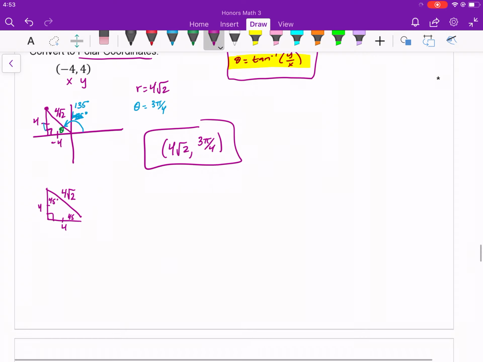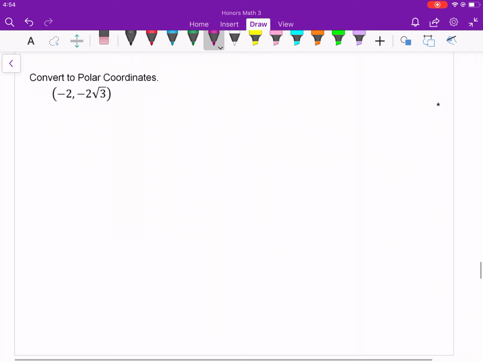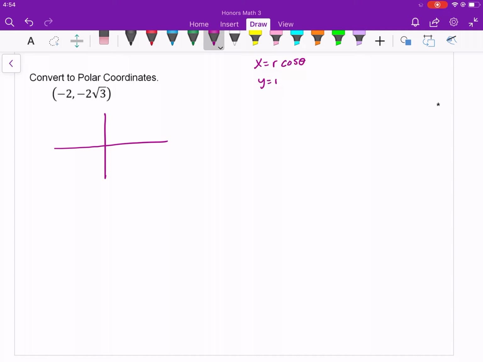Let's do another one. So we're going to convert this to polar coordinates. Once again, I'm going to show you my little trick so you don't have to remember those equations. Really, the only equations you need to remember are that x is r cosine of theta and y is r sine of theta, and that's for the rectangular ones. But those should be pretty easy to remember.